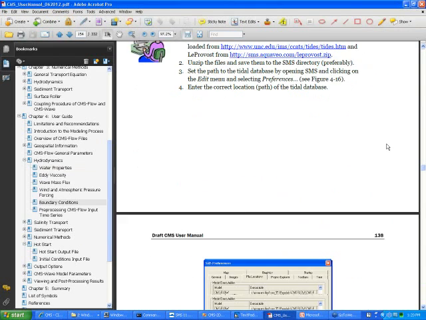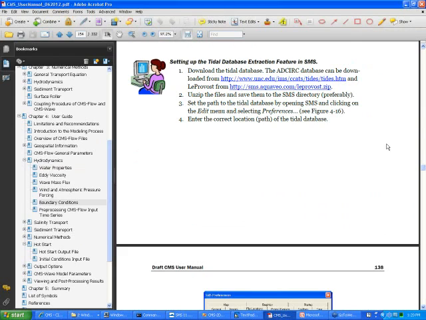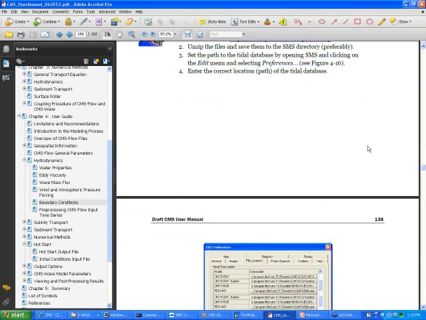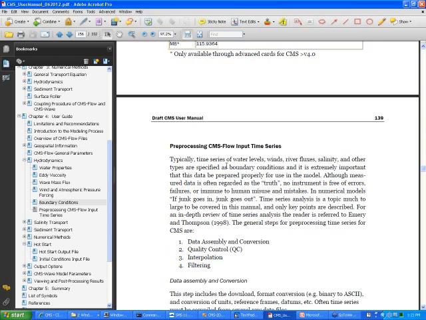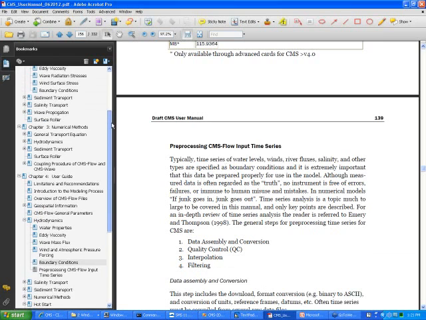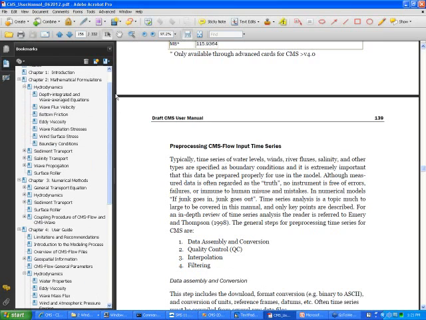And again, the user manual covers in detail how to do this step by step. Yesterday we covered pre-processing time series. We covered the initial conditions. So at this point, if there are no more questions, I'm going to start talking about the surface roller.